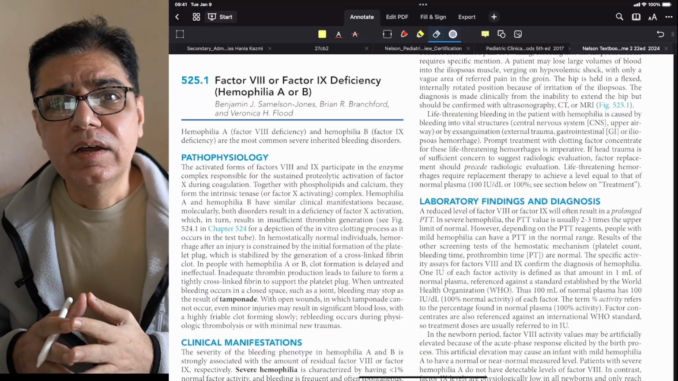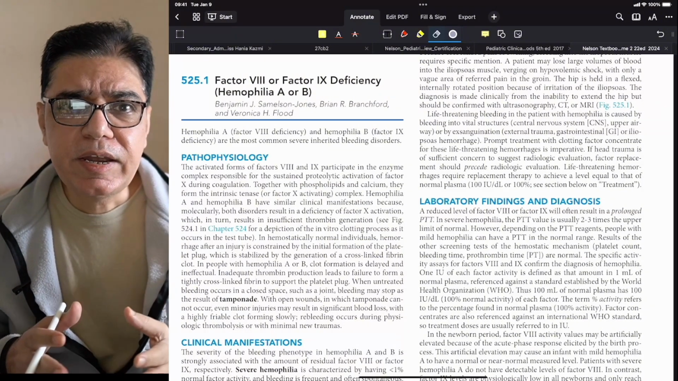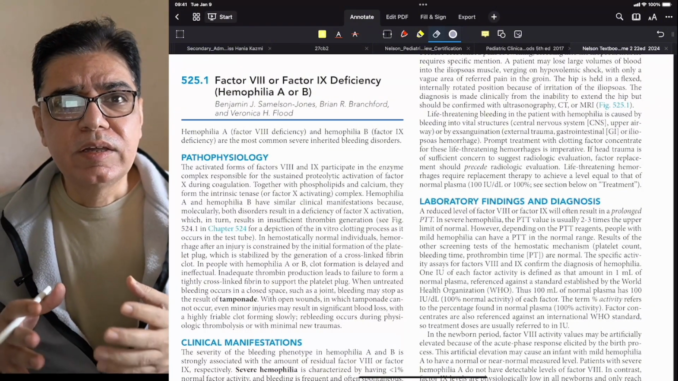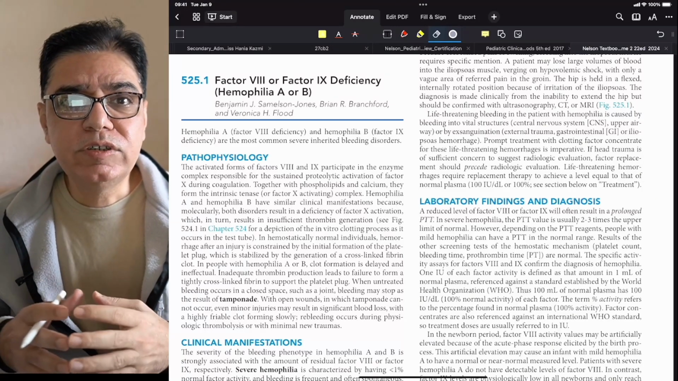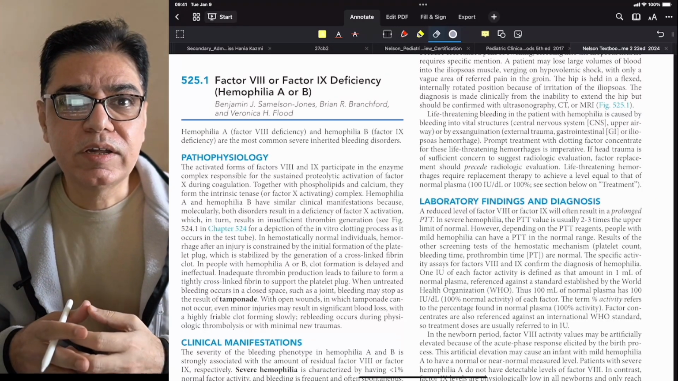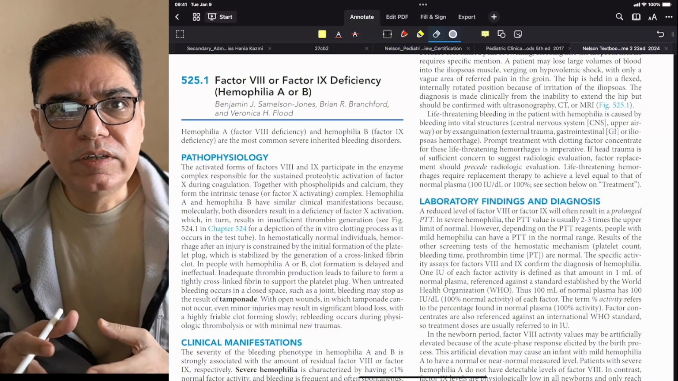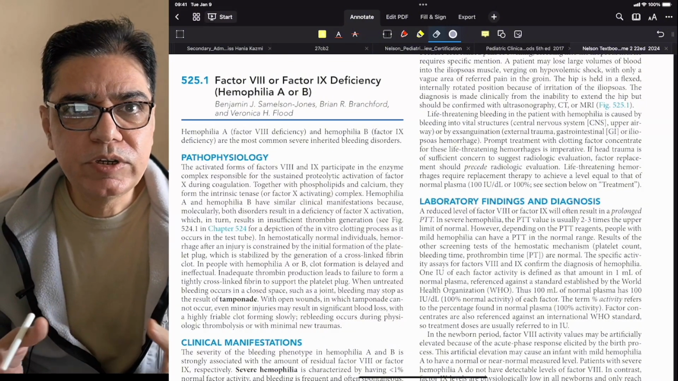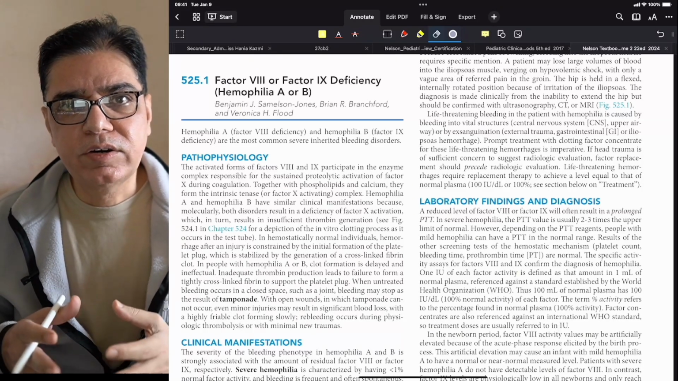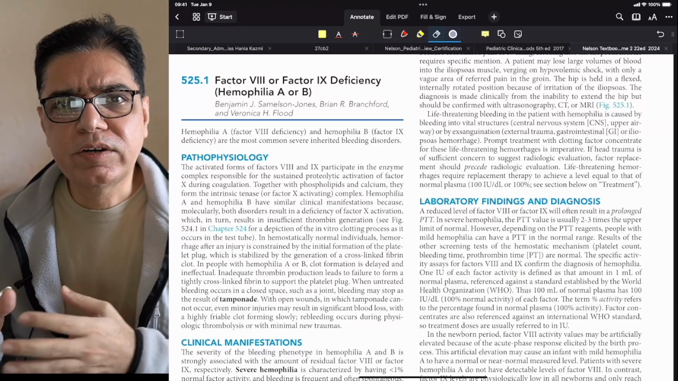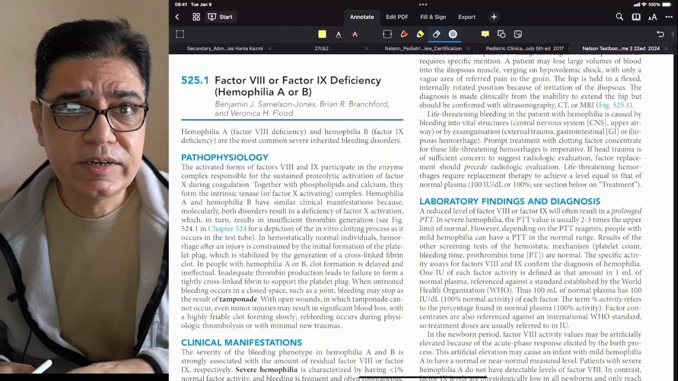Now, how do they present? Factor 8 and 9 have to be encoded by certain genes, and if those genes are faulty or missing, or there are some point deletions in those genes, then the production of these factors, which are basically protein in nature, would be affected. So the liver is not able to make factor 8 or factor 9 or factor 11, though by and large we are focusing on hemophilia A and B, so we'll be talking about factor 8 and 9.